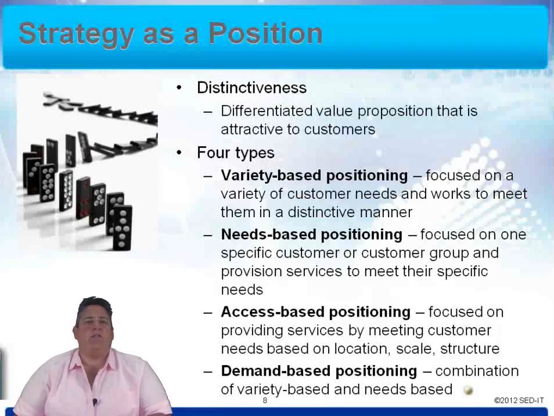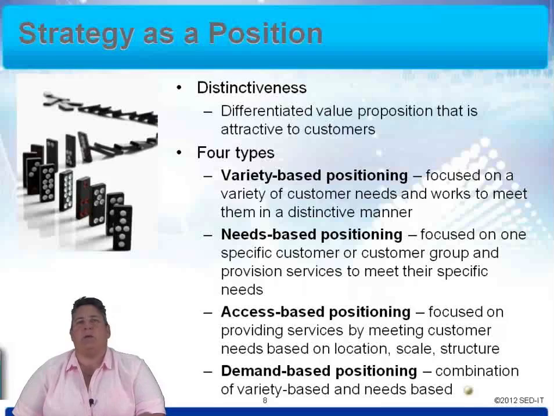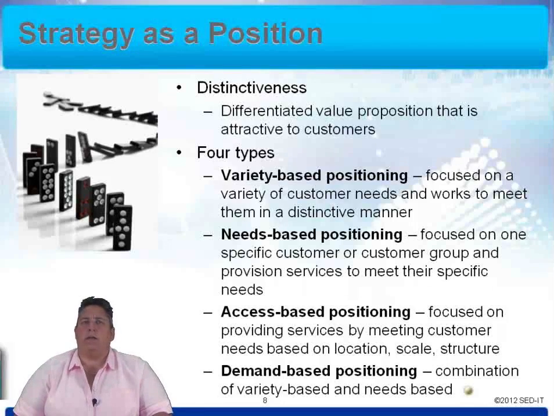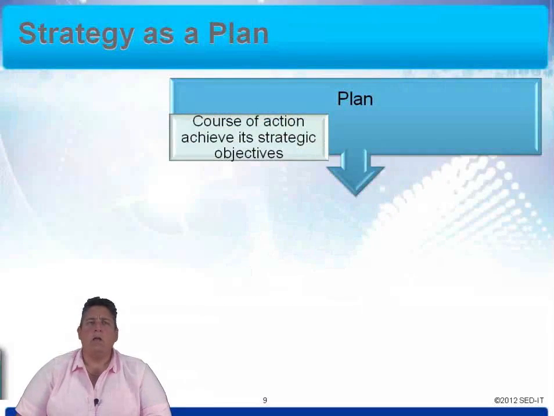And finally, demand-based positioning is really a combination of variety-based and needs-based positioning, where we look at all of the customer needs, and then we also look at the specific customer needs of a single customer or customer group. So in other words, it's everything for everyone at that point. The third P of the 4 Ps of strategy is plan.